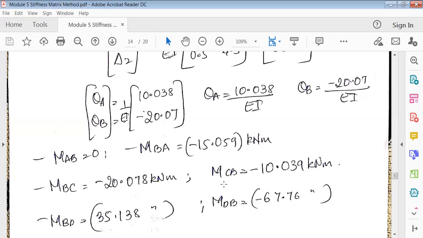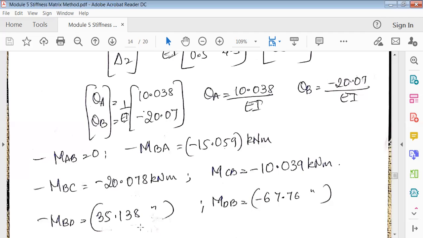Okay, now the check, you cannot have a check here because B is connected to three members. So whenever it connects three members, the moment will not be same. Only if it is connecting two members, the moments will be equal and opposite. So here no check as such. So you should just find BC, BD and BA.